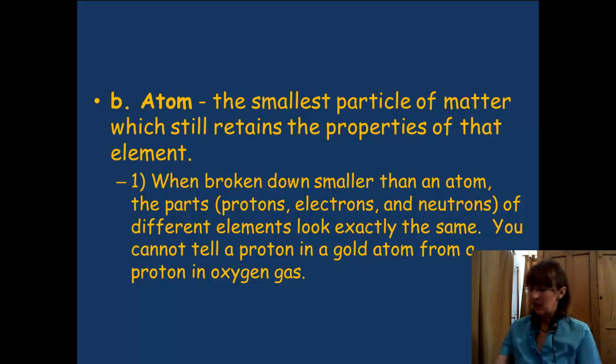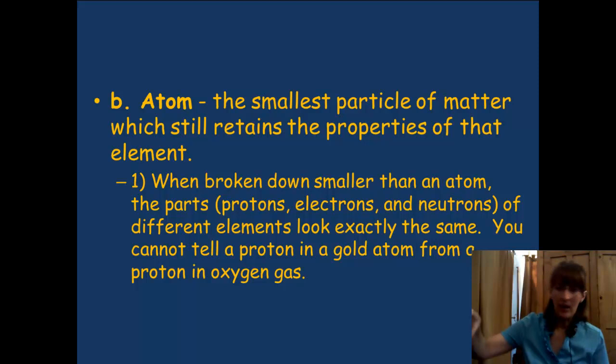Next one on your list is in the middle of page 4, and it's an atom. It's the smallest particle of matter which still retains or has the properties of that element. So the smallest piece of gold that you can get that still has the properties of gold is called an atom. When you take that atom and break it down smaller, the parts of the atom, the protons, neutrons, and electrons, all the individual pieces look the same.